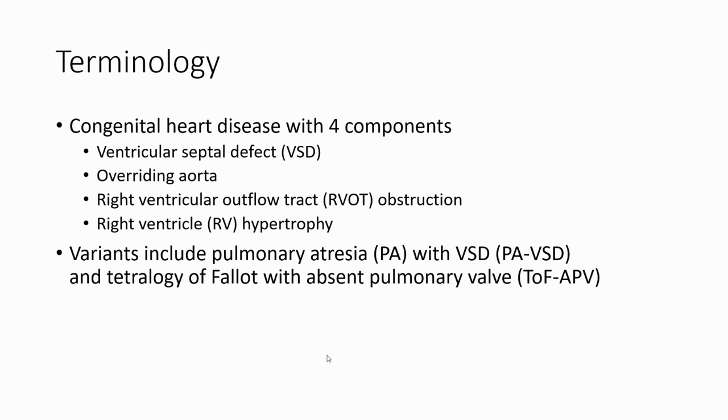So what are the four components of Tetralogy of Fallot? The four components are ventricular septal defect, overriding aorta, right ventricular outflow tract obstruction, and right ventricular hypertrophy. Variants include pulmonary atresia with VSD, which we call PAVSD, and Tetralogy of Fallot with absent pulmonary valve, TOF-APV.